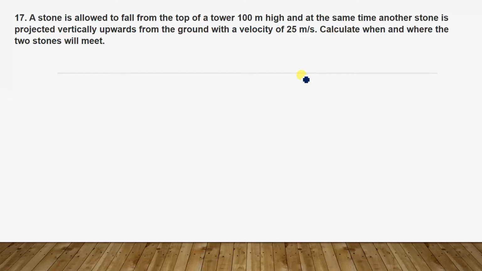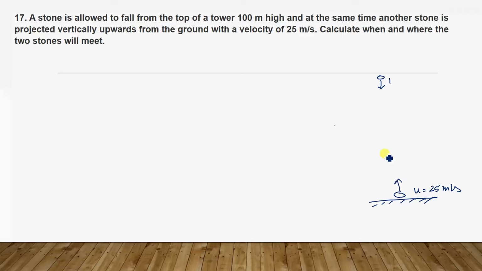First of all, there is not a single stone, there are two stones. First of all, one stone is allowed to fall down towards the ground. And another stone is projected vertically upward from the ground with a velocity of 25 meter per second. From the ground, another stone, this is stone 1, it is moving down, and another stone from the ground is moving up with a velocity u of 25 meter per second. And calculate when and where the two stones meet.